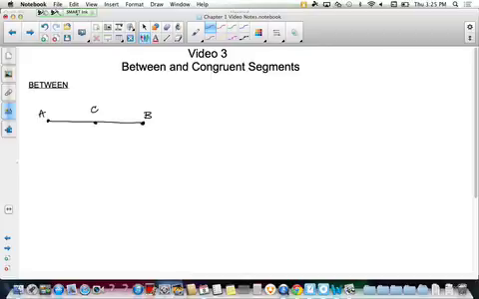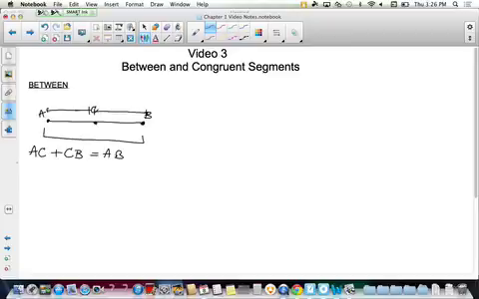So if C is between A and B, then what that tells me is that AC, the segment, plus CB, the segment, has to equal the entire line AB. So this part here and this part here has to equal this whole big thing here. That's what that says.